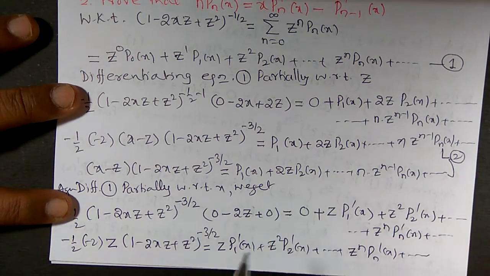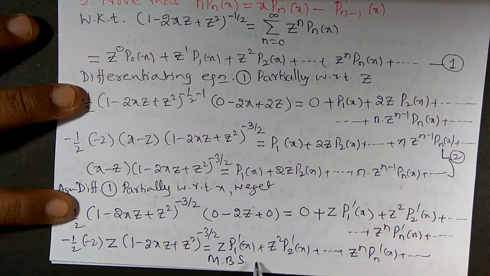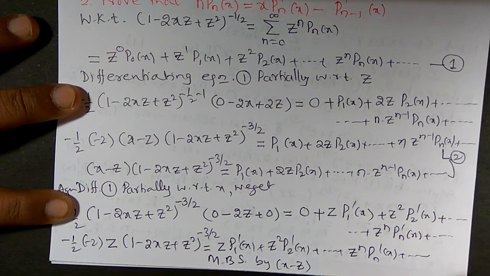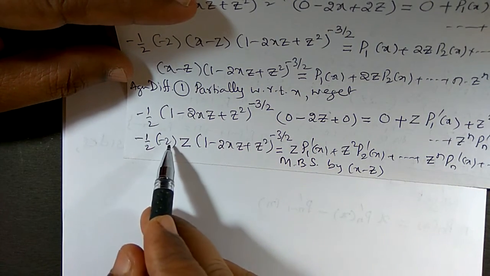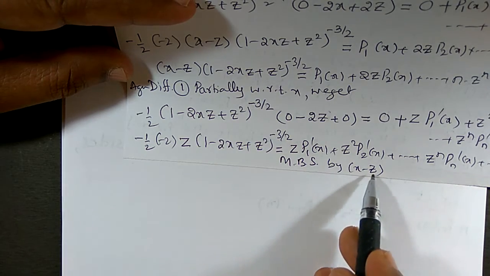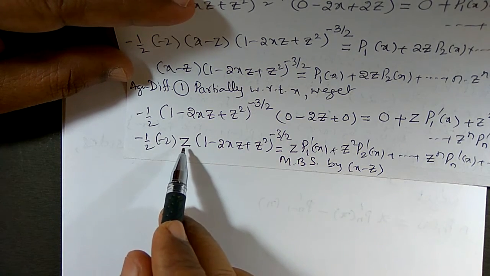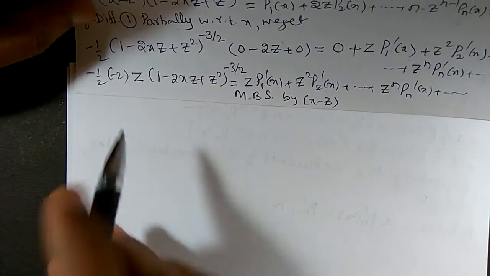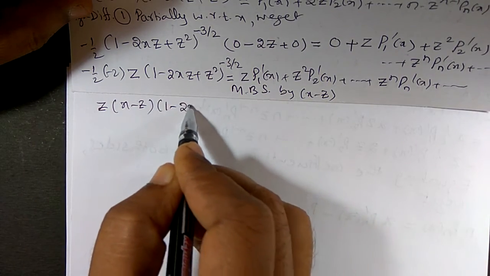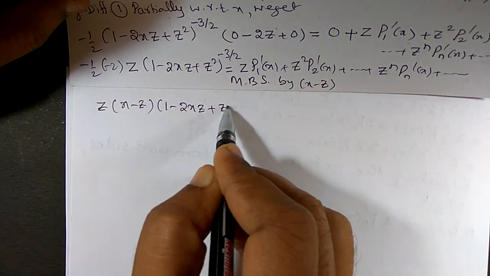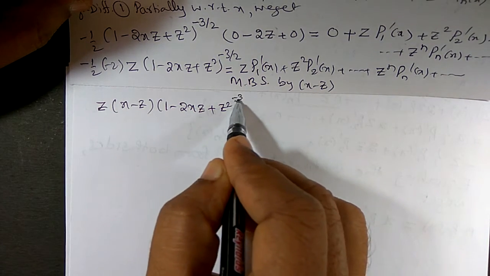So now I want to multiply both sides by x minus z. Okay, so you will see that on the left hand side as well as the right hand side I have to multiply. So what is the left hand side? Here minus into minus becomes a plus, 2 cancels with 2. I am going to multiply both sides by x minus z. Z remains as it is. It means I will get z into x minus z, 1 minus 2xz plus z square raised to minus 3 by 2.